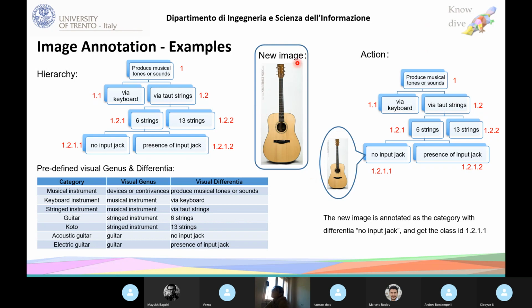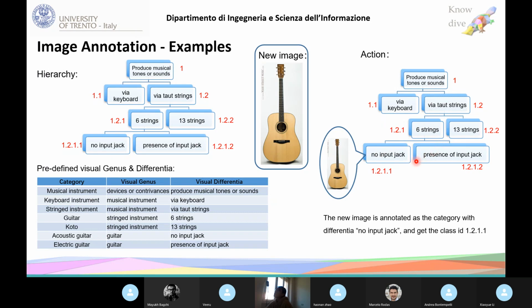First, this is an image. It just has one object in it. So for the top level loop, the main loop, we will directly go down and enter the vertical loop. In the vertical loop, we need to compare the image with the objects that already exist in the hierarchy. For example, if we compare with the first category, which means produce musical tones or songs, we will ask the users if this new object can produce musical tones and songs. The answer is yes. So we go down and enter the horizontal loop.